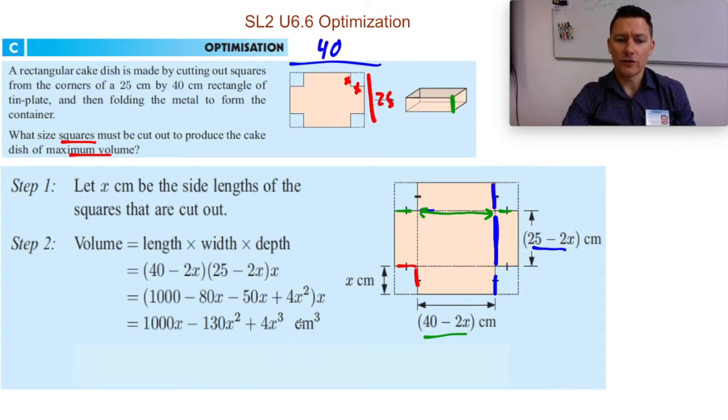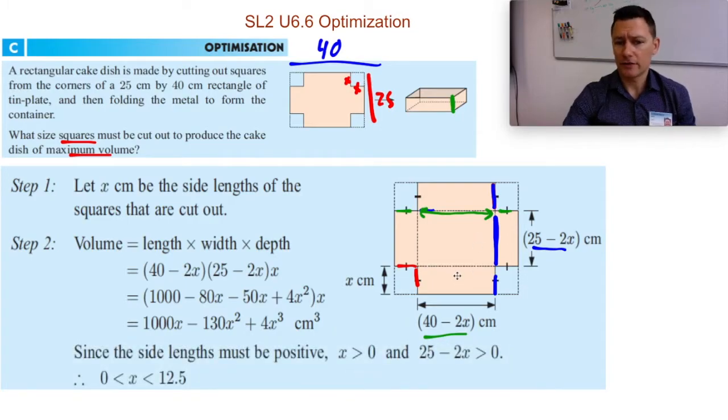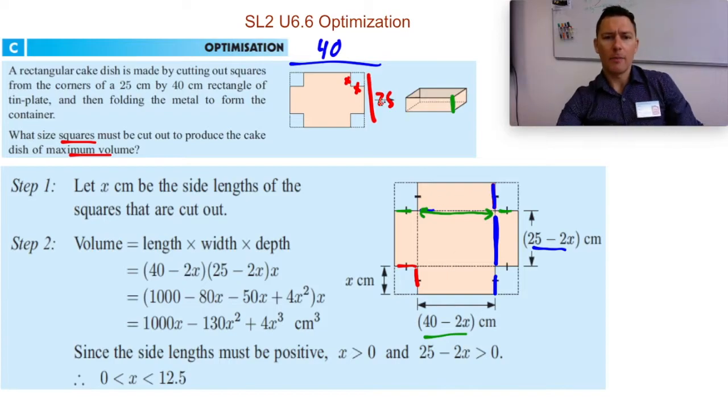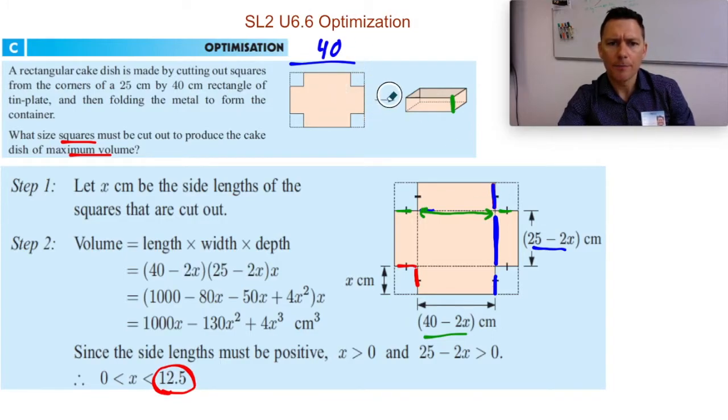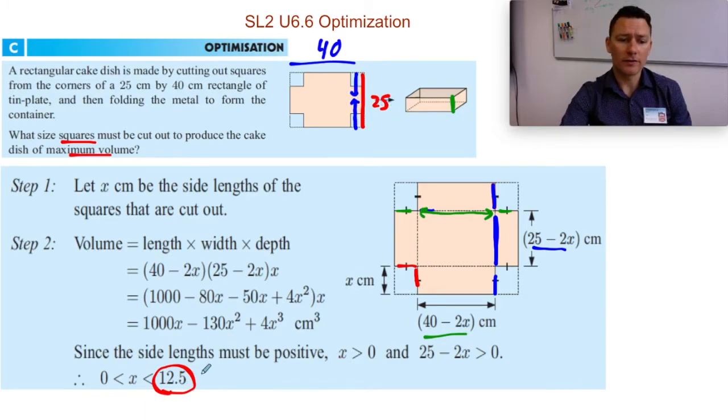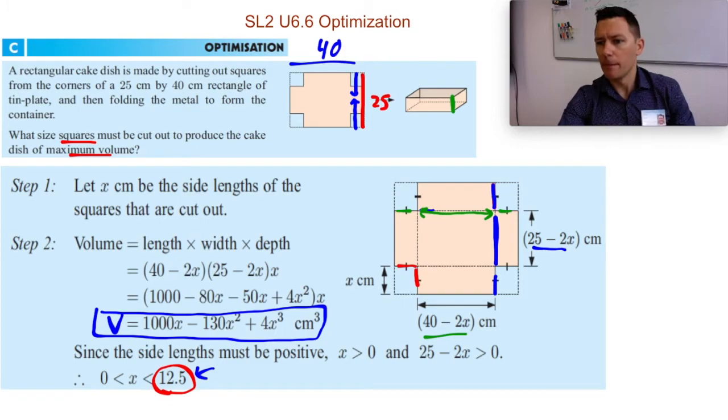Maybe we want to put some limitations on what x can be. So we know x shouldn't be 0, or it doesn't have any height. x can't be bigger than half of this length, right? Because if this is 25 and you cut, the most you can cut this way is 12.5, and the most you can cut this is 12.5 before you get 0 volume. So that's what the limit there is about. Okay, fine. So we've got an equation for the volume. It's right here.